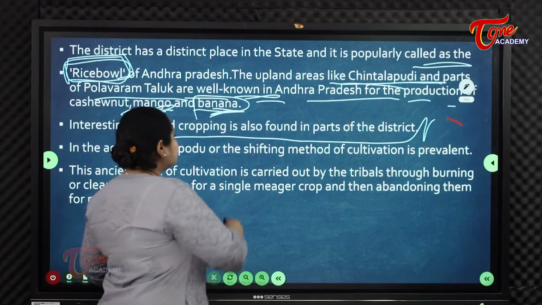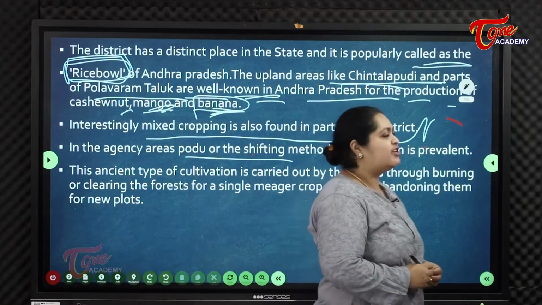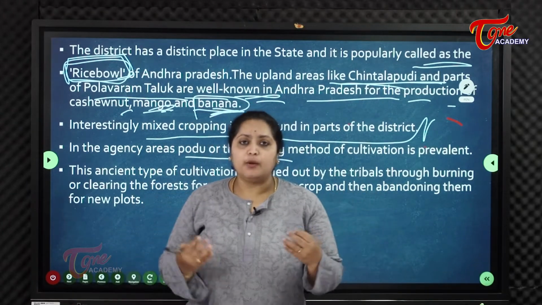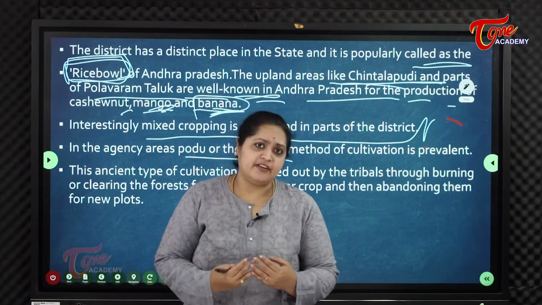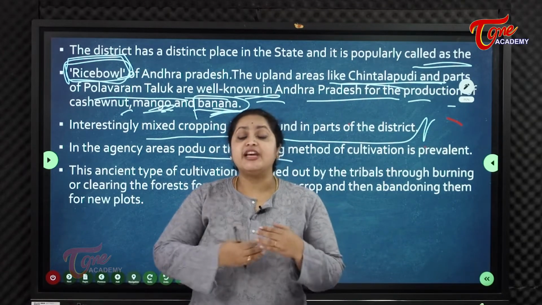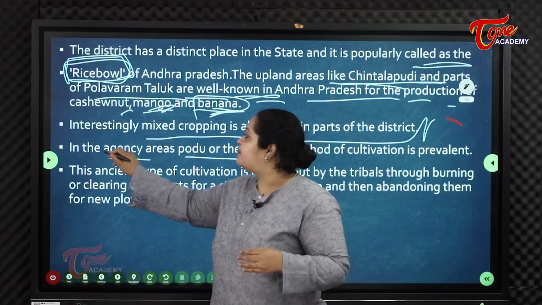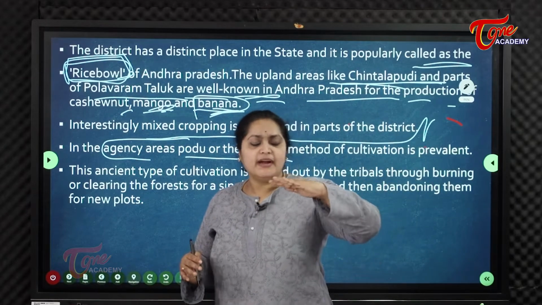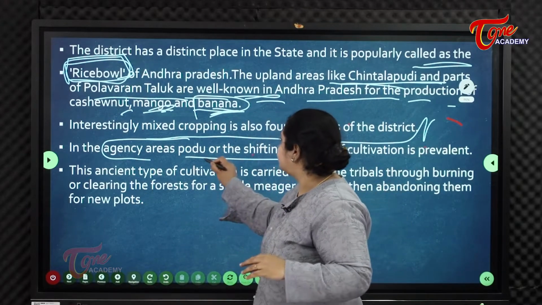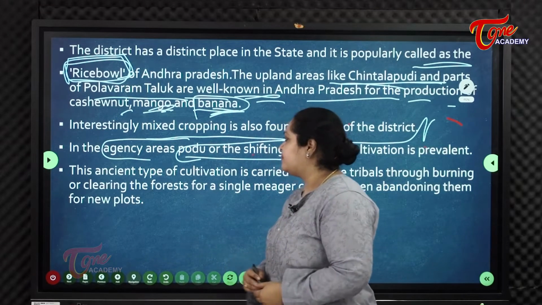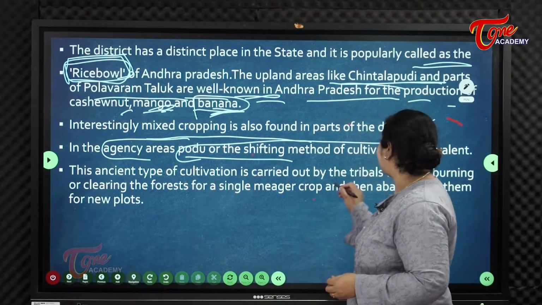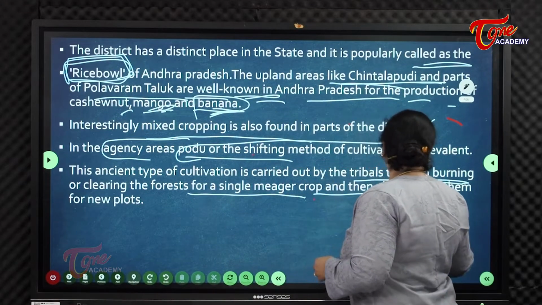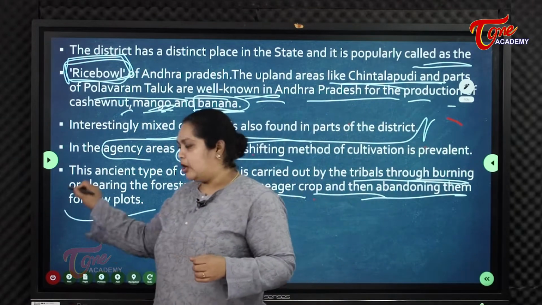In the agency areas, Podu or the shifting method of cultivation is prevalent. Podu or shifting method means that depending upon the season, they change their crop patterns. It is practiced in hilly areas, hilly tracts. It is also called Podu or shifting method of cultivation. This ancient type of cultivation is carried out by tribals through burning or clearing the forest for a single crop and then abandoning them for new plots.